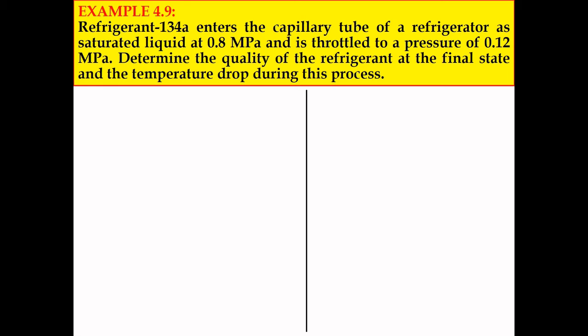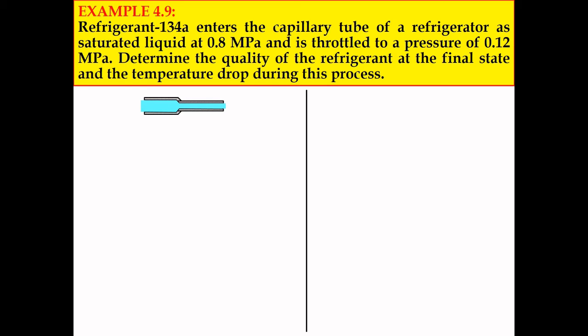Okay, so from the question, the substance that we use in this throttling process is refrigerant 134a, which means the table that you need to refer to is the table for refrigerant 134a. The question asks you to determine the quality, in terms of the x value, at the final state, which is state number 2, and also the temperature drop during this process, which is the temperature difference between the temperature at the inlet and the temperature at the outlet.